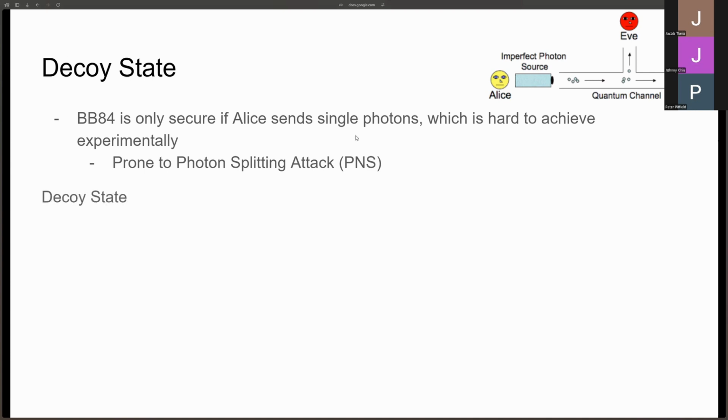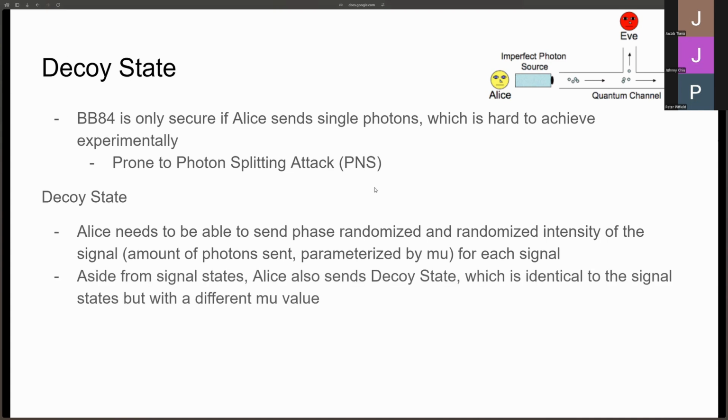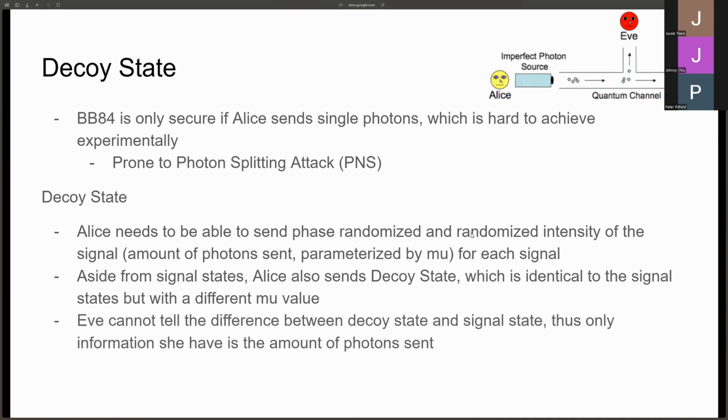Now we'll introduce the decoy state. So Alice needs to be able to send phase randomized and randomized intensity of the signal. Intensity means the amount of photons sent, which is characterized by mu for each signal. Aside from the signal states, Alice also sends decoy states, which are identical to signal states, but with a different mu value. Eve cannot tell the difference between a decoy state and a signal state. The only information she has is the amount of photons that's sent.